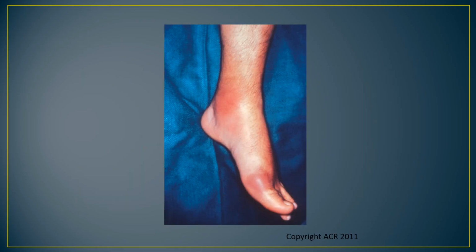The next few slides are pictures of what gout might look like. This is an image of someone who has podagra with the pain, redness, and swelling at the first MTP, and also has an ankle arthritis. So this is one classic presentation for gout.